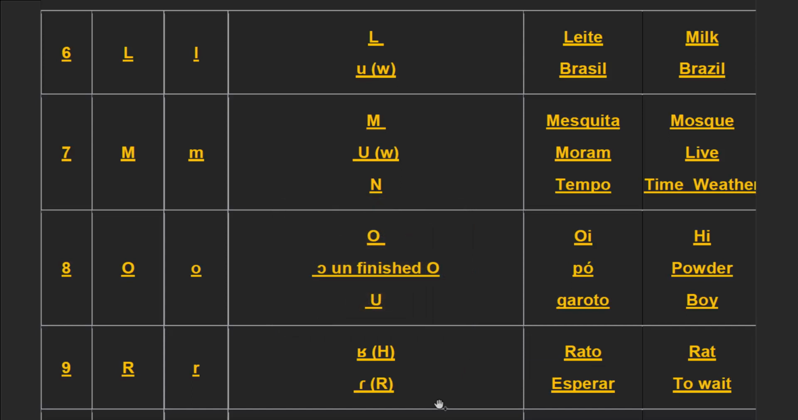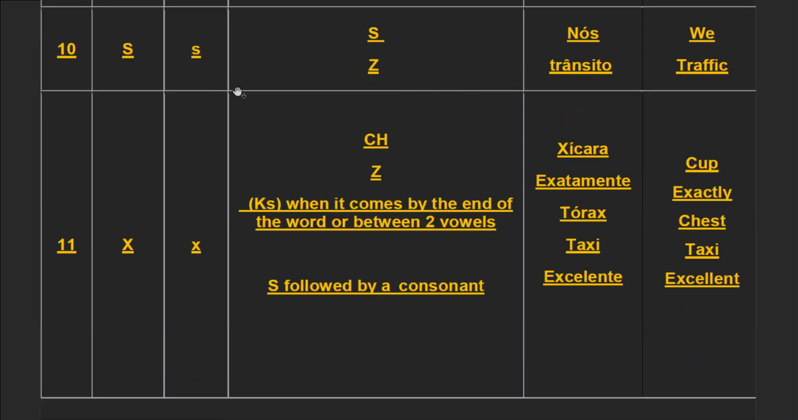The second pronunciation for this letter is R, entire R. The example that we have here is verb to wait, which is in Portuguese esperar. Then we have letter S.